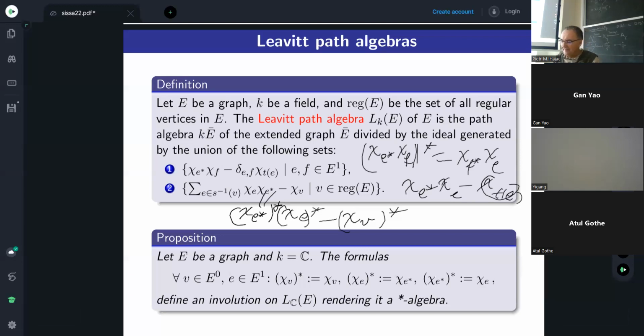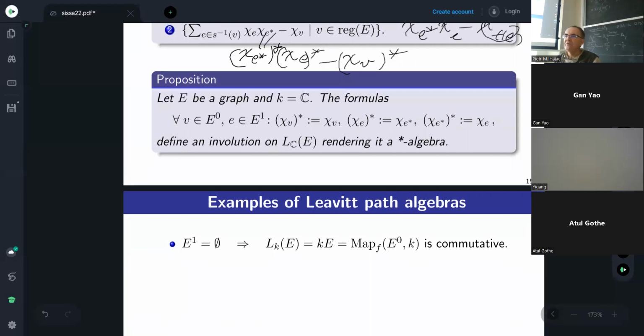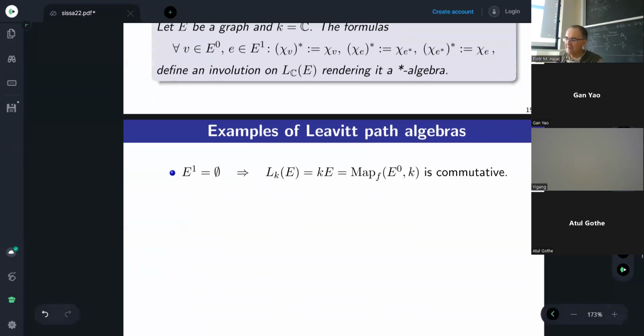Okay, and you can guess precisely why I'm doing it, because then I'll apply the universal C-star algebra construction. But okay, first let's talk some examples. Before we complete, let's do some examples.